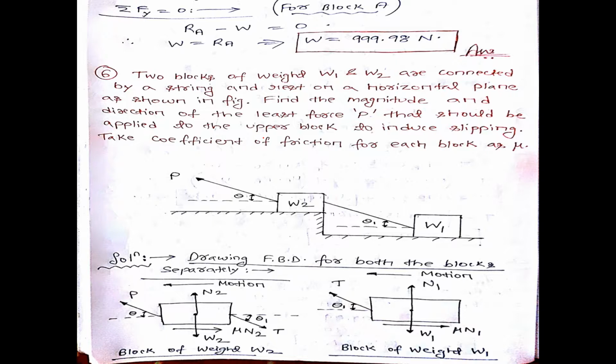So what do you need to find out? You need to find the minimum value of this force P in order to induce slipping. By induce slipping, I mean you have to find the minimum value of force P after the application of which the entire system will move. That is what you need to find out. Is the question clear to all of you? Any doubt in understanding the problem?